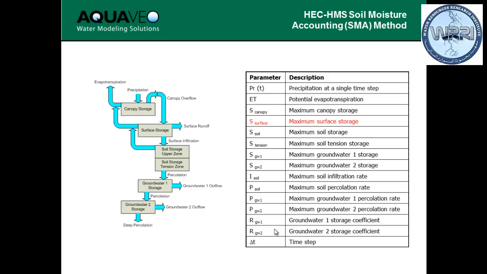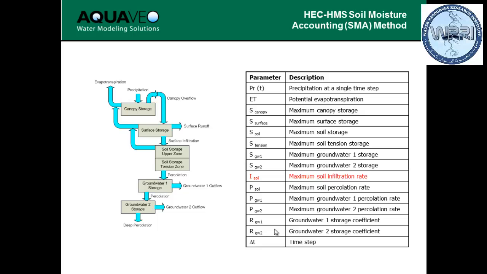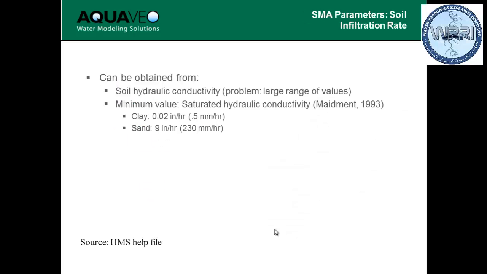The maximum surface storage, these are some guidelines on how to get the values for maximum surface storage. And you have this table. The maximum soil infiltration rate, these are the values for the soil infiltration rate. So for clay, you have lower infiltration rates, 0.02, and for sand, you have higher infiltration rates.